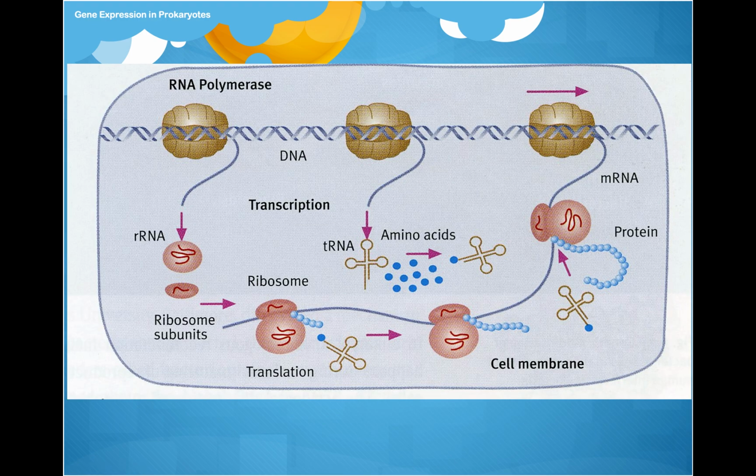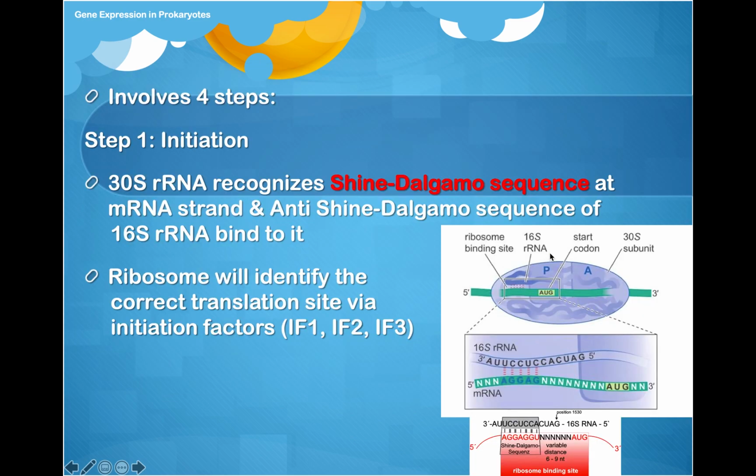So the overall process from replication up until transcription and also translation is, as you can see, over here. Translation involves 4 steps. Step 1 is initiation, whereby the Shine-Dalgarno sequence at the mRNA strand is recognized, and the anti-Shine-Dalgarno sequence of the 16S rRNA will bind to it. So this is more or less how it will go.